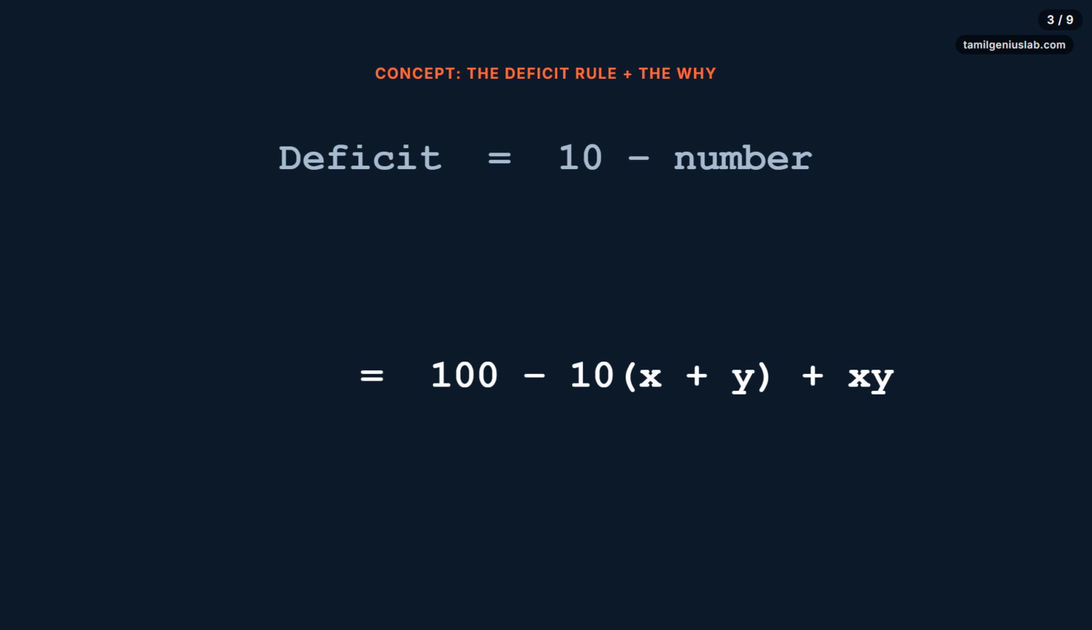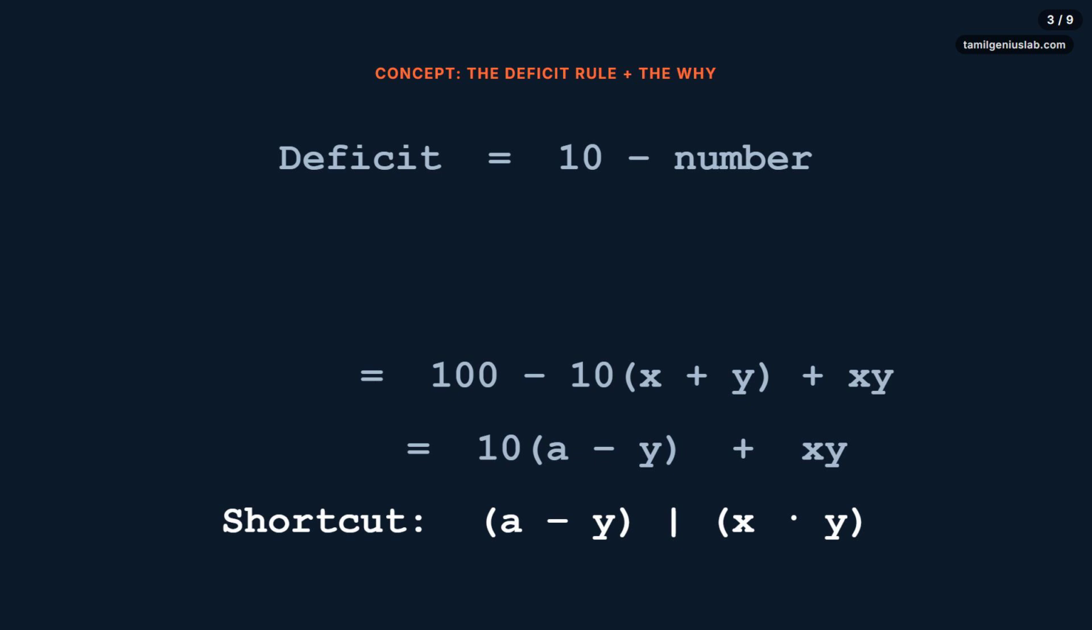Now the why. Write 7 as 10 minus 3. Write 8 as 10 minus 2. Multiply them. 10 minus 3 times 10 minus 2. Expand. 100 minus 30 minus 20 plus 6. 100 minus 50 plus 6.